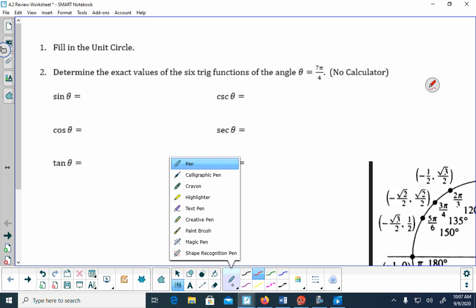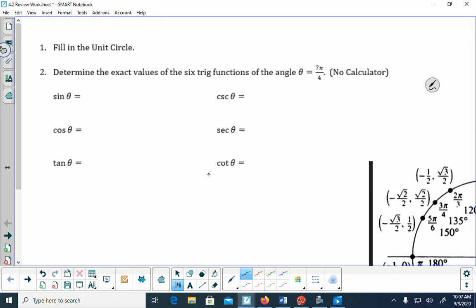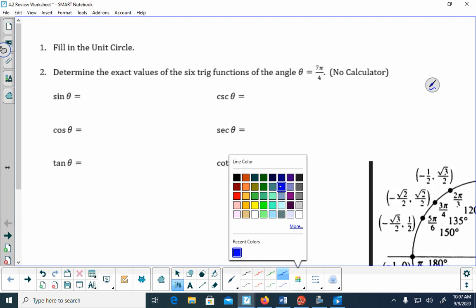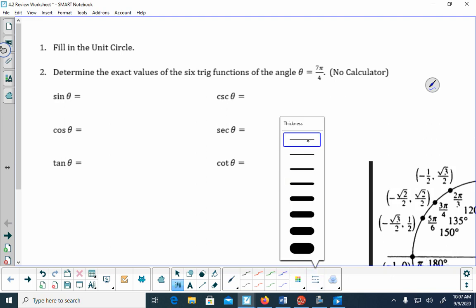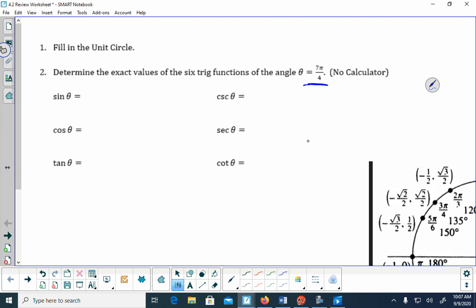You are to fill out the 6 trig functions, and the angle that they're giving me is 7 pi over 4. So I'm looking at 7 pi over 4. I know that that is in the fourth quadrant. I know that the ordered pair for 7 pi over 4 is going to be a positive square root of 2 over 2, and then a negative square root of 2 over 2. And I like to write that down so I have it handy.